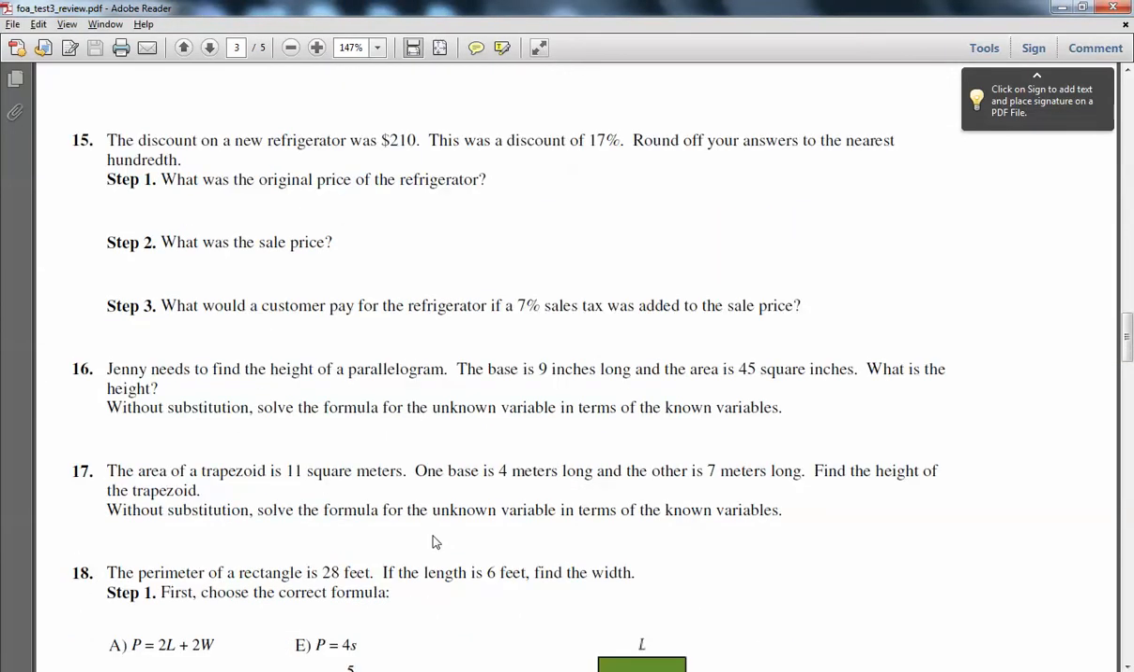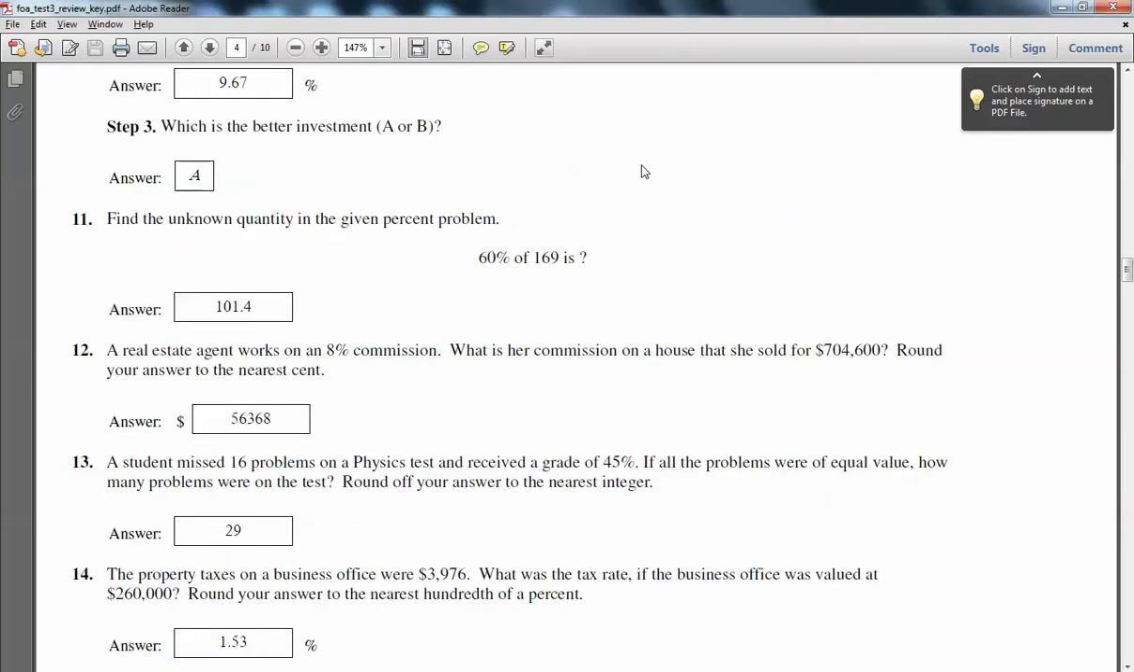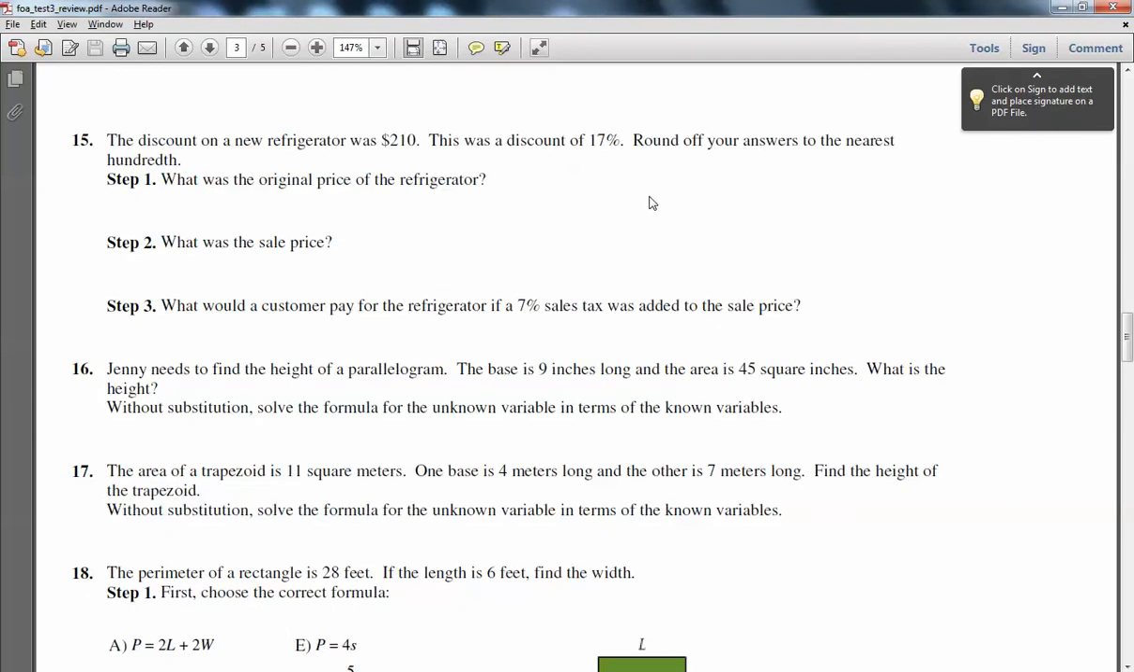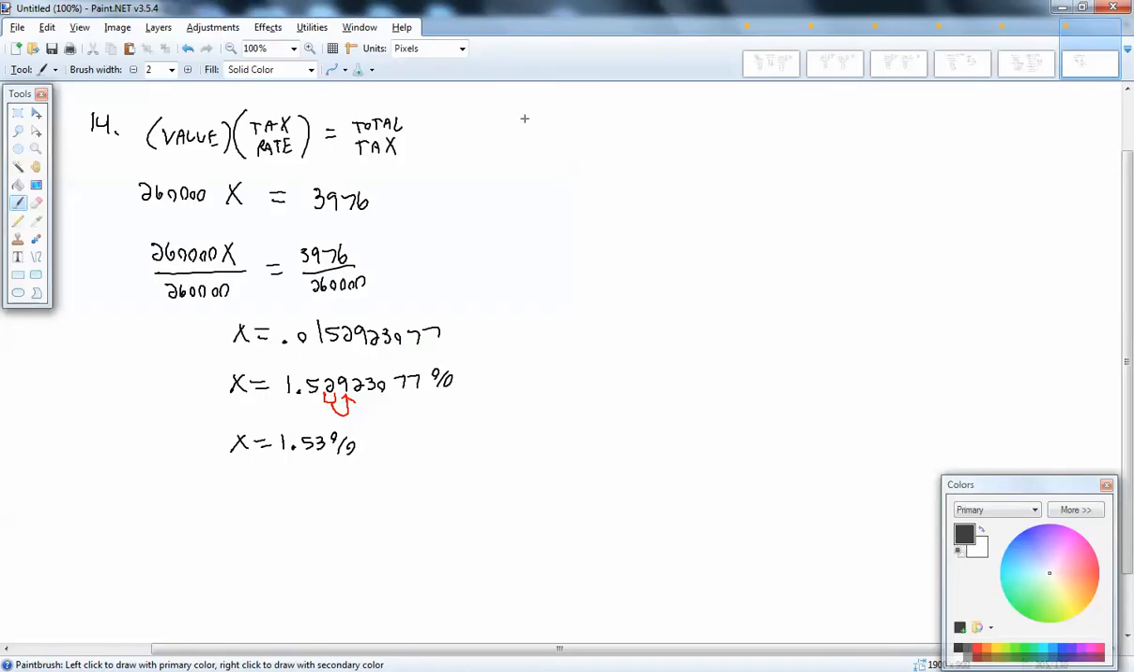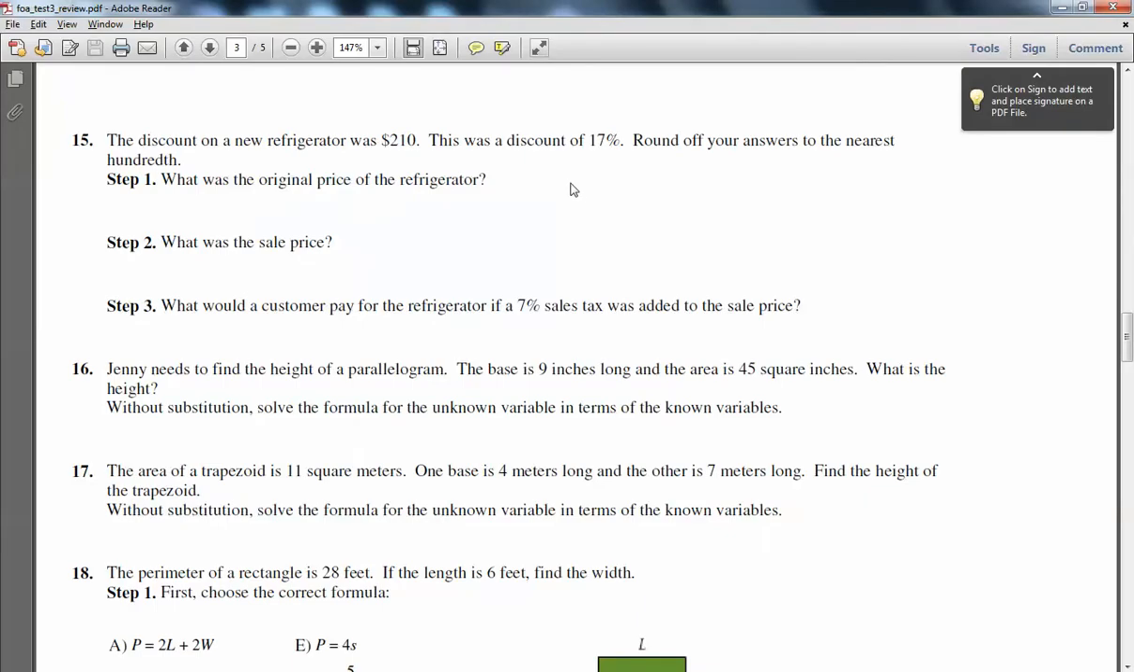So let's look at 15. The discount on a new refrigerator was $210. This was a discount of 17%. What was the original price? What was the sale price? The discount was this, and the percent was this.